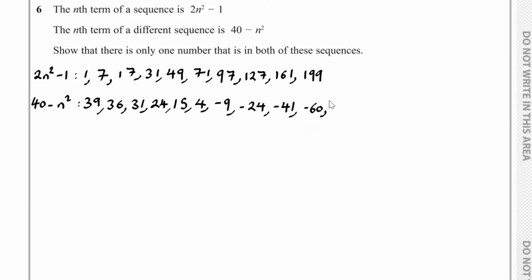With these we can continue working out the other terms, but you can see for the 40 minus n squared, the terms continuously decrease, and the terms continuously increase for the 2n squared minus 1. We're asked to show that there is only one number in both these sequences. The only number that's in both these sequences is 31. So therefore, 31 is the only number in both the sequences.